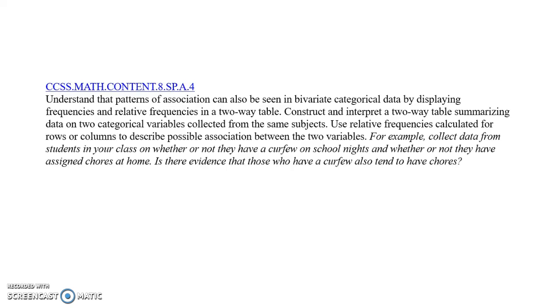So our final standard for grade 8 is standard 4. In this standard, we are working with patterns of association that can be seen in bivariate categorical data. So it's bivariate again, but the difference here is that it's categorical, and by displaying frequencies and relative frequencies in a two-way table. Construct and interpret a two-way table summarizing data on two categorical variables collected from the same subjects. Use relative frequencies calculated for rows or columns to describe possible association between two variables. So relative frequencies are calculated as percent.